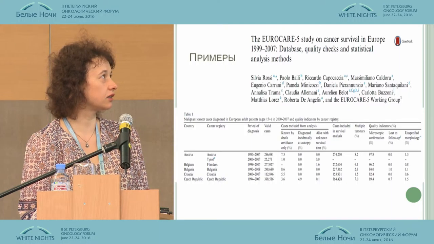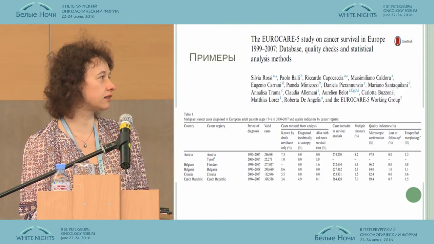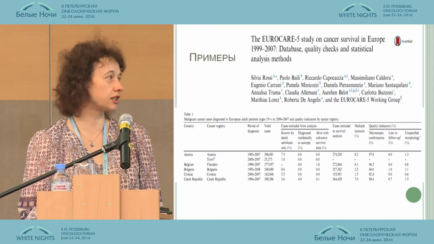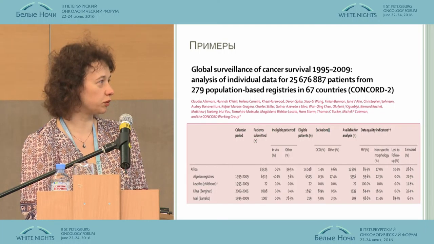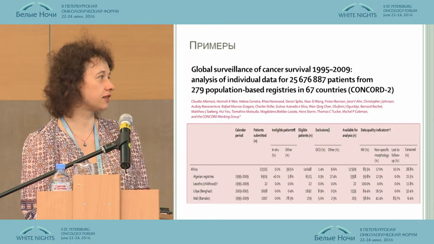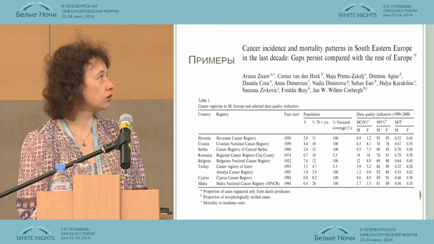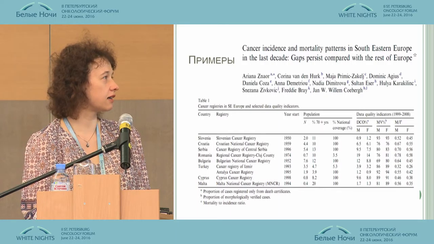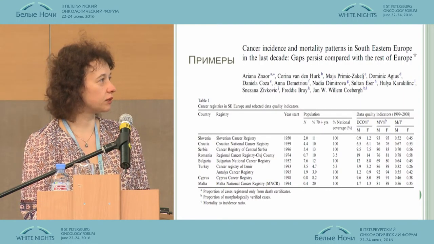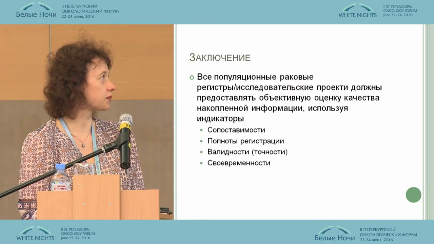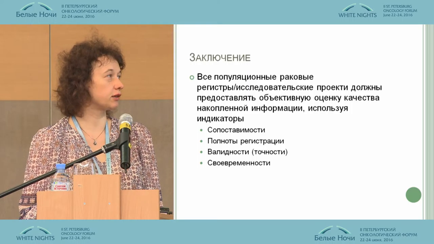Here are some examples taken from major international cancer studies which use cancer register data. All of them start the analysis having assessed the data from the cancer registers. This is the other example from Concord. And again, the first table is the assessment of cancer register data using certain indicators. One more example. It's a publication from Eastern European countries, again relying on cancer register data, and they identify the quality of this register data.